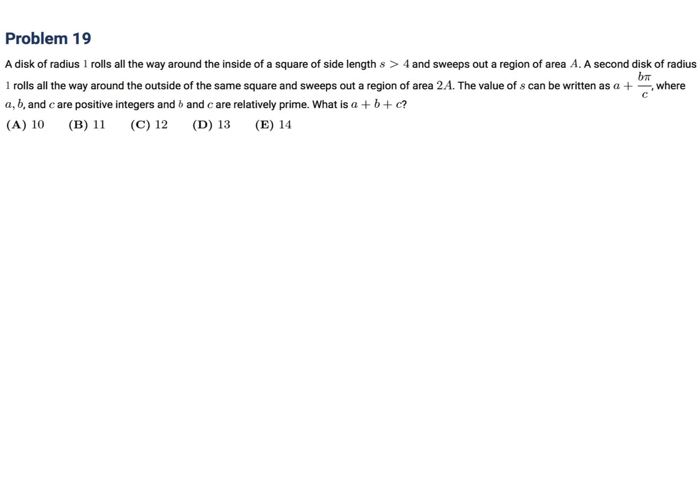Problem 19. A disk of radius 1 rolls all the way around the inside of a square of side length S greater than 4 and sweeps out a region of area A. A second disk of radius 1 rolls all the way around the outside of the same square and sweeps out a region of area 2A. The value of S can be written as A plus B pi over C, where A, B, and C are positive integers and B and C are relatively prime. What is A plus B plus C? This question, excellent question by the way, the answer is 10, and that would be A.